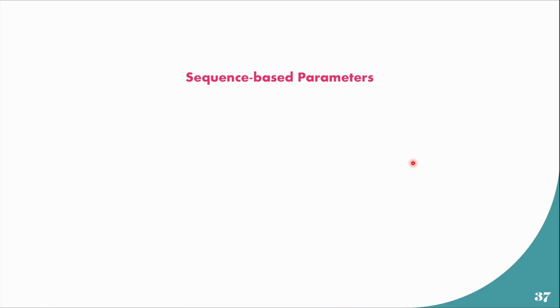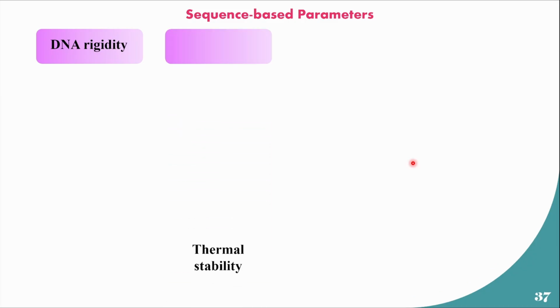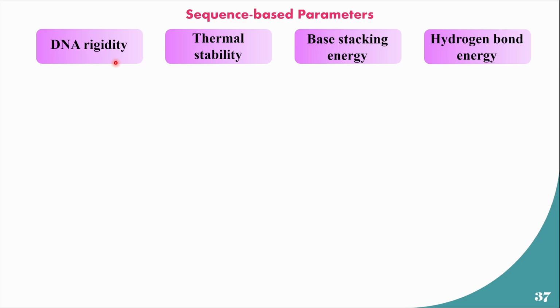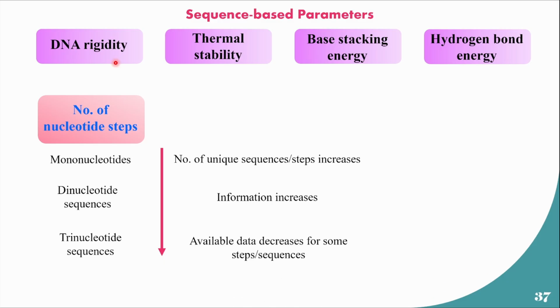So now we are talking about sequence-based parameters in a bit more detail. Earlier you talked about how, from the overlapping dinucleotides and trinucleotides, you can calculate the individual values for certain parameters for those dinucleotides or trinucleotides, and then get the value for your entire sequences, right? For example, these values could be DNA rigidity, thermal stability, base stacking energy, hydrogen bond energy, and so on. And the number of nucleotide steps that you decide to use here needs a particular balance.